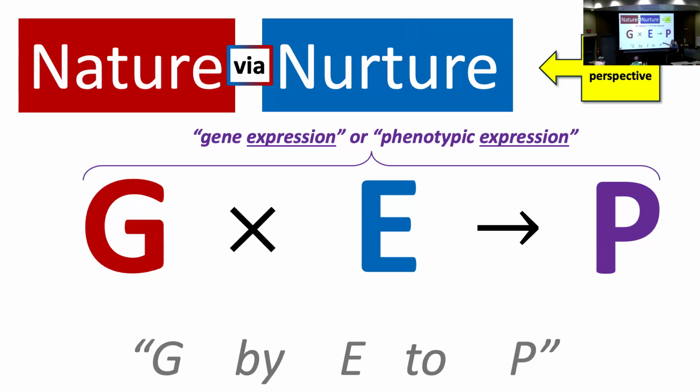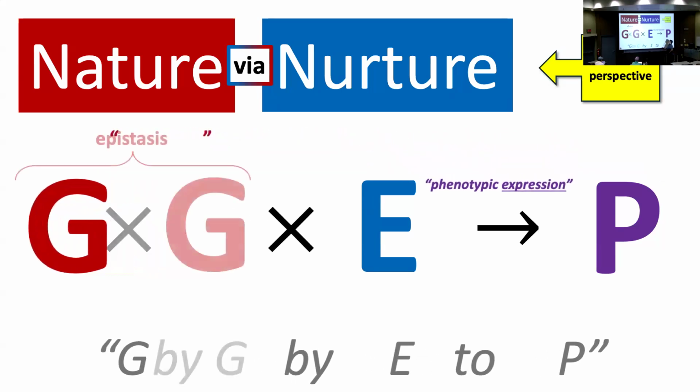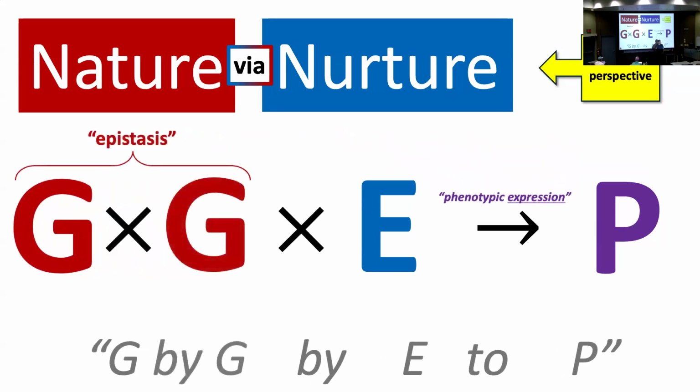So we refer to this process of going from G by E to P as gene expression or phenotypic expression. Those mean the same thing. So we're expressing genes by way of the environment, or maybe it's a little more neutral language to say we're showing our phenotype. All right. So G by E. Now, there are modifications of this that get interesting.